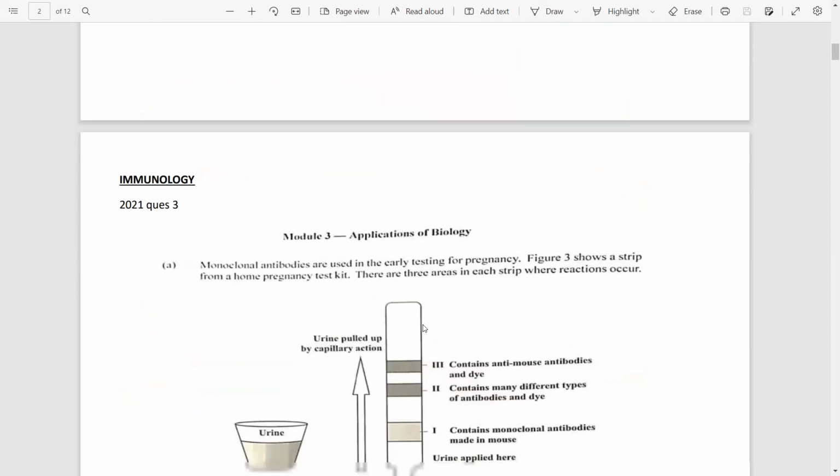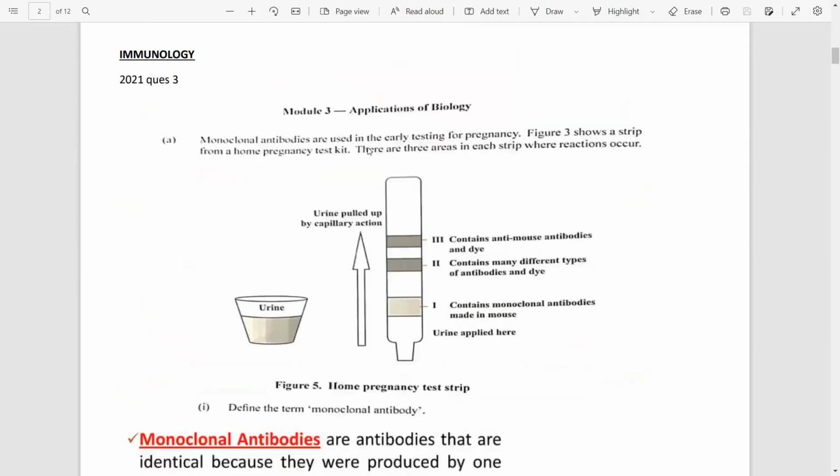So there was a question in the 2021 paper on immunology, the applications of biology, where it's asking you about monoclonal antibodies used in early testing kits for pregnancy. And it shows a strip from a home pregnancy kit, and there are 3 areas in each strip where the reaction occurs. So the person would have normally passed urine, and the urine would have been applied at number 1, well, down here.